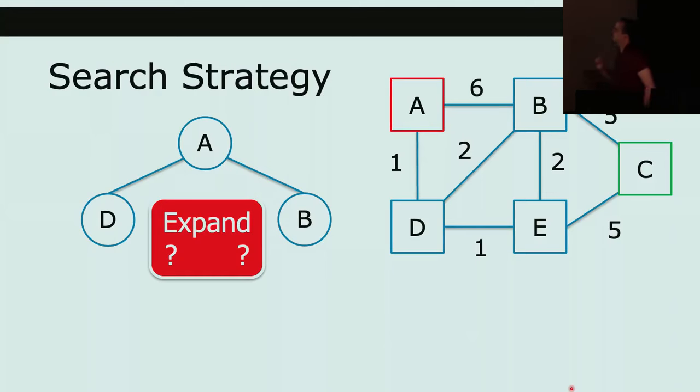So the remaining question is, when we have nodes in the search tree, which node do we expand next? And it turns out that choosing which node to expand next makes up the difference between the vast majority of search algorithms. Just this one part. The rest of the search algorithm is almost identical. But it's how we choose which node to expand that makes up the majority of the difference. So let's have a look.